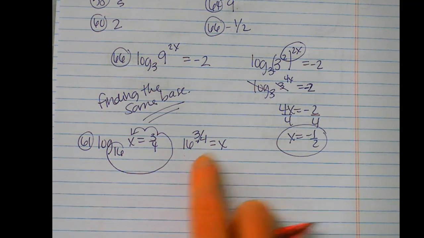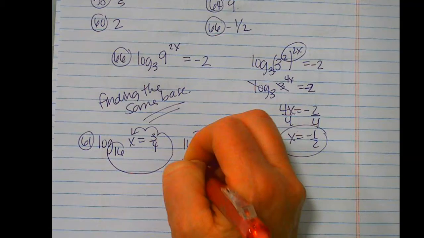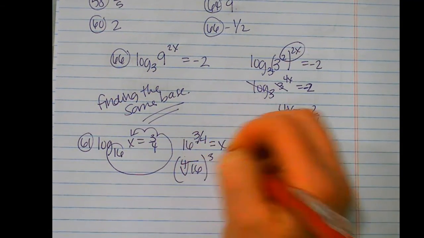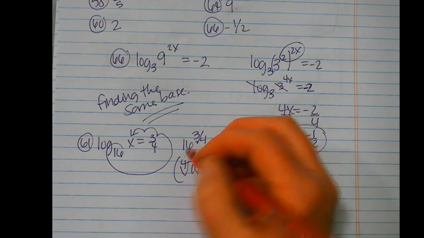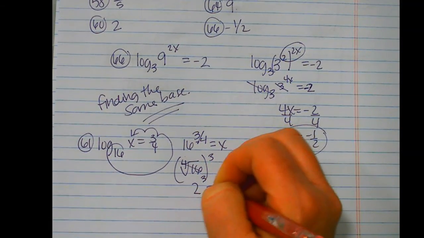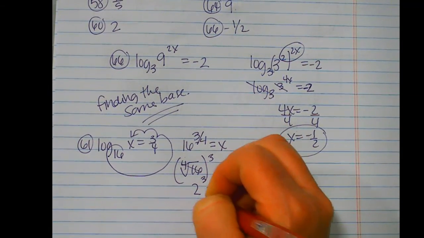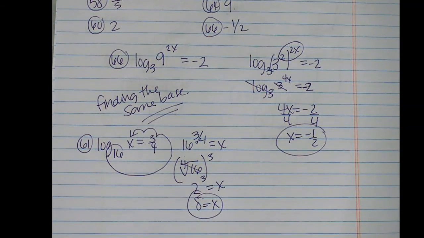Now you have this. You can think of it as the fourth root of 16, all cubed. And 16 does have a fourth root. What number times itself 4 times makes 16? Not 4. What number? 2. So this part is 2 cubed equals x. So x equals 8. And they're different kinds of problems.